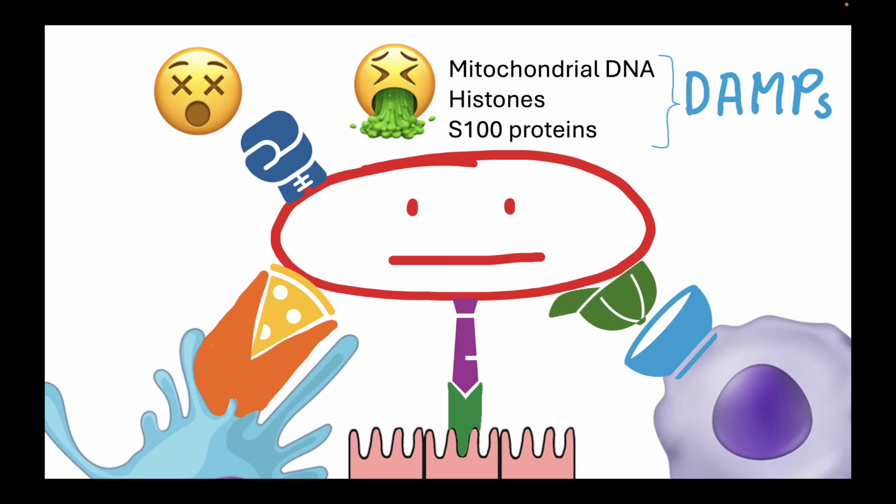And these DAMPs are going to go and complain to the macrophages. So these DAMPs are also able to bind to their own TLRs, their own pattern recognition receptors, and so that will activate this macrophage or this dendritic cell or this epithelial cell. And so what happens when this macrophage is activated?